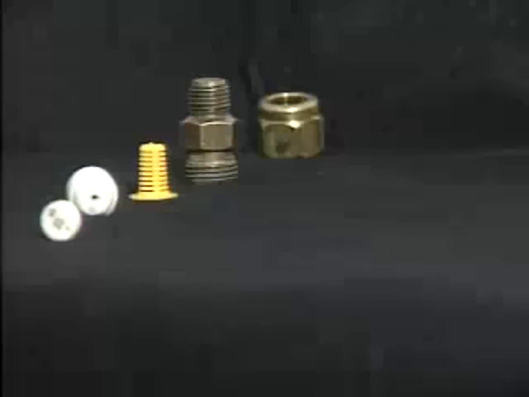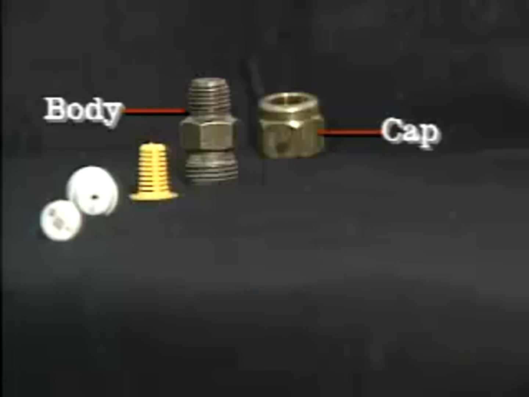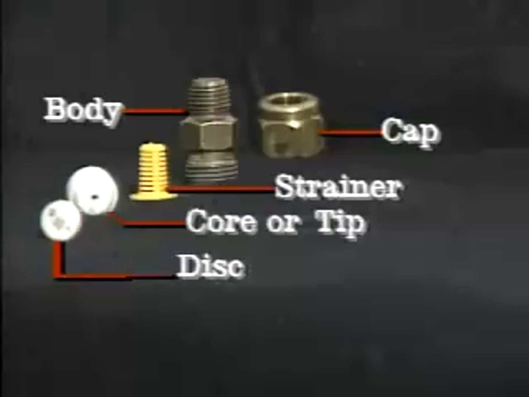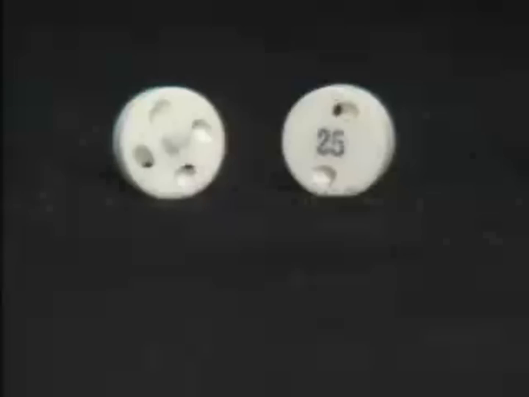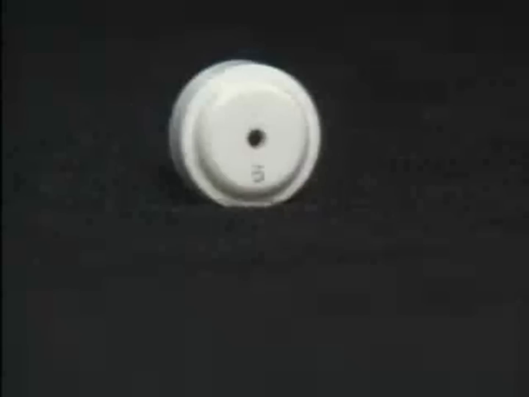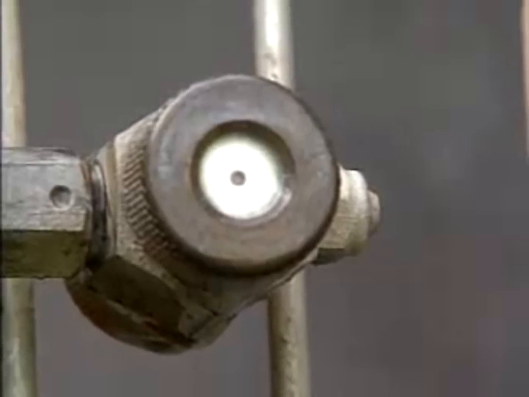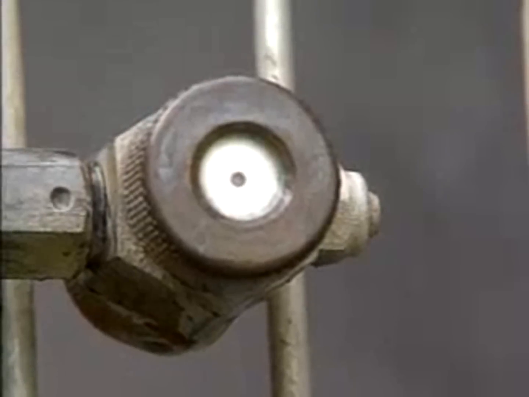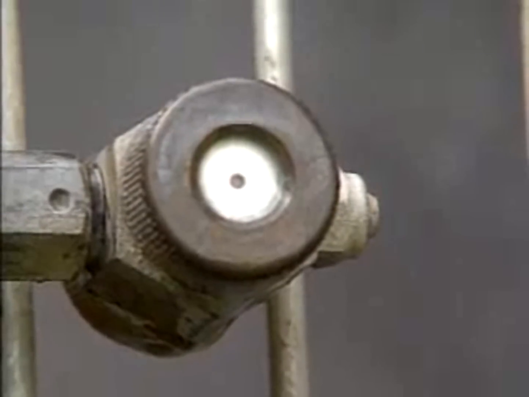The spray nozzle is made up of the body, cap, strainer, disc, core, or tip. Even though the disc and core are made of materials such as hardened stainless steel, tungsten carbide, or ceramic materials, they will wear and therefore should be checked periodically and the sprayer recalibrated to adjust for this inevitable wear.